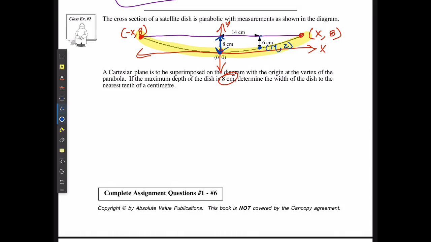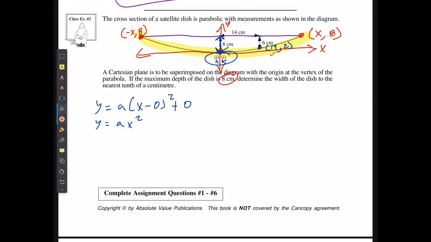So I'm going to start by stating that if I know what it is in my vertex form, then y is equal to a bracket x minus 0 squared plus 0. There's my h, there's my k because of the vertex. Well, x minus 0 squared is just going to be x squared, and I don't need to do the plus 0 at the end.